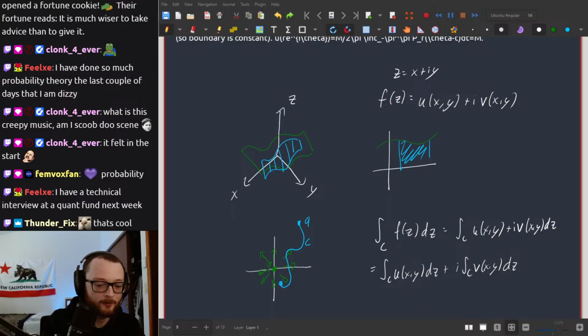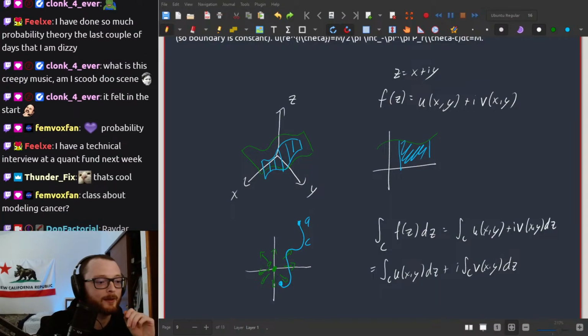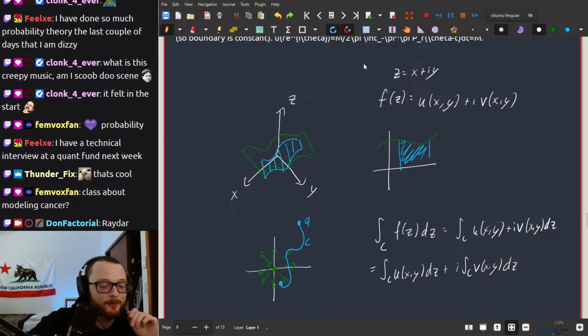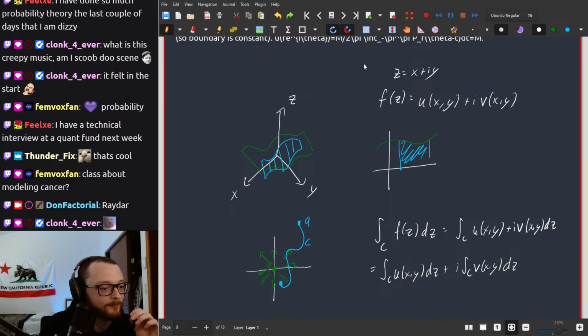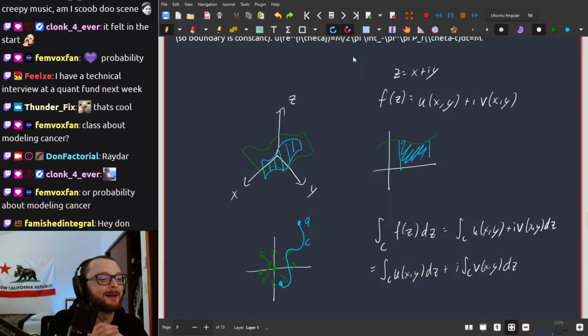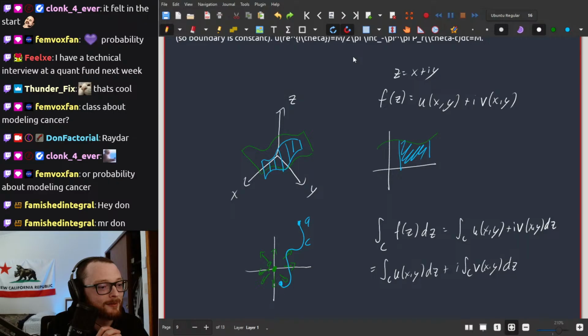But yeah, the artist's name is Radar, and it's kind of like Halloweeny music. Like dark synthwave, I think is the name of it. That's such a good emote. You have a technical interview at a quant fund next week. Ooh, good luck. Hope it goes well.